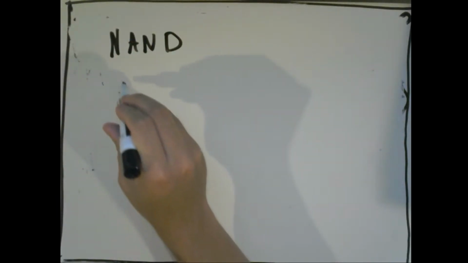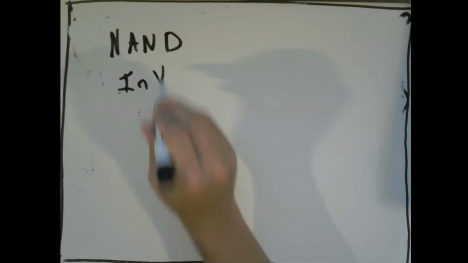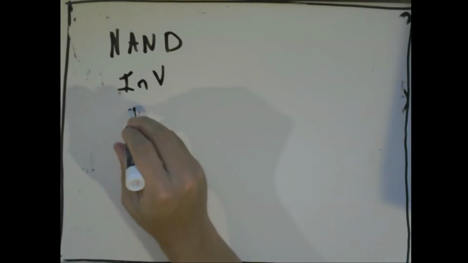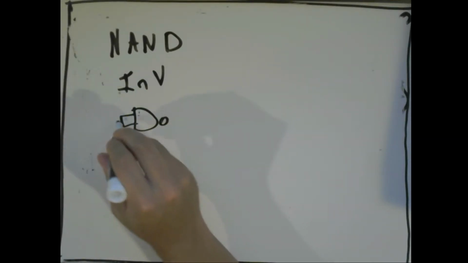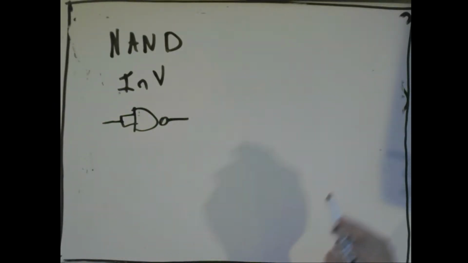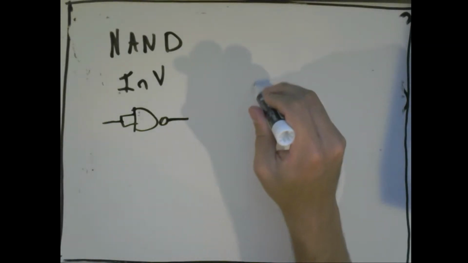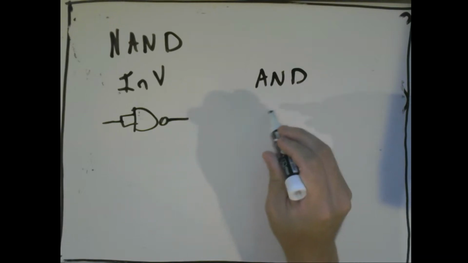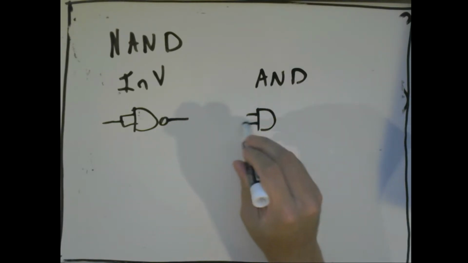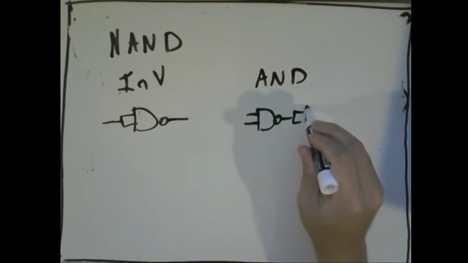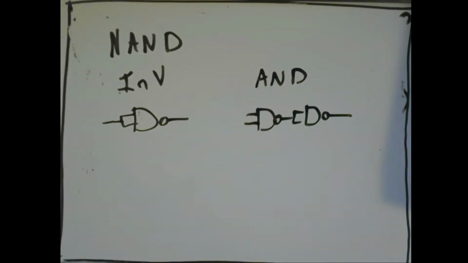So let's say you want to make an inverter. How can you do that with NAND gates? All you need to do is take a NAND gate and tie the inputs together. This is the same thing as an inverter. If you want to make an AND gate, a NAND is just an inverted AND. So if you take the regular NAND gate and add our newly created inverter like this, you get the same function as an AND.